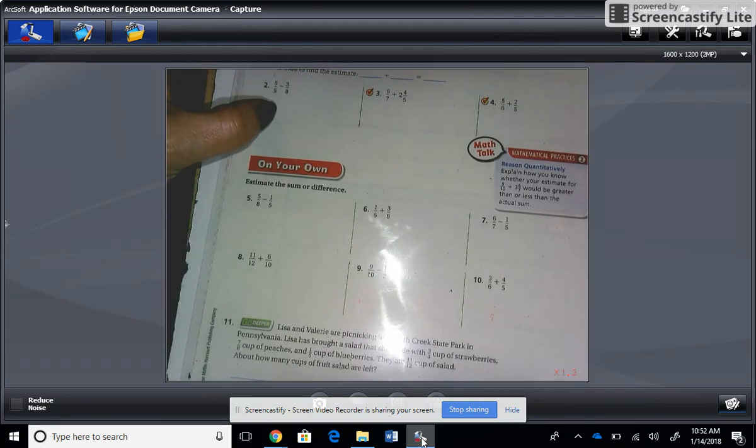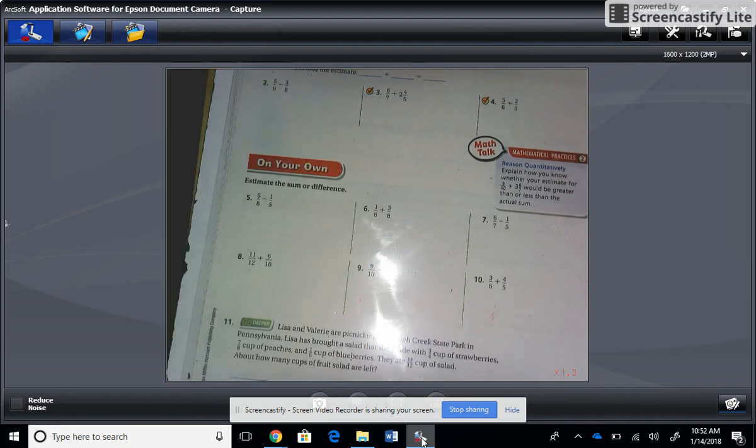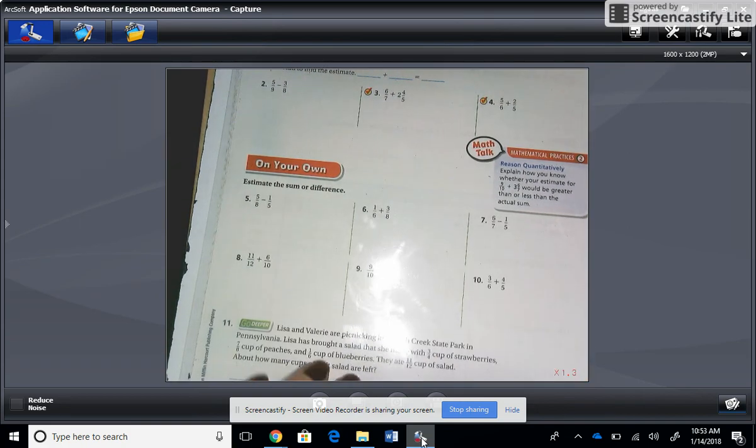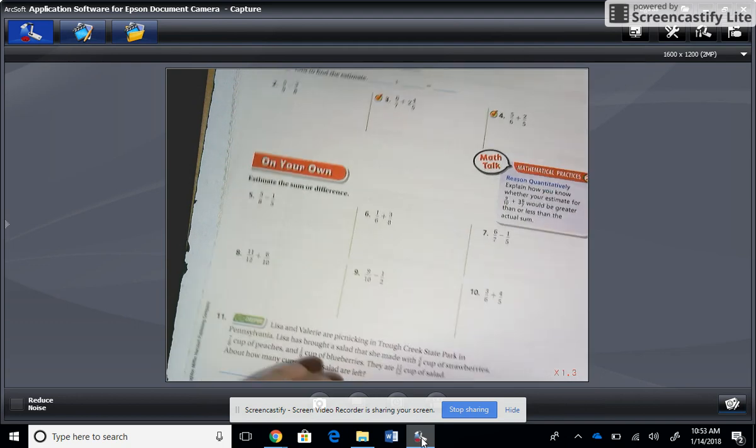So share and show what you know here. And yes, I would like you to do them all. It doesn't take us very long. I want us to get used to using our benchmarks and estimating so we can see if our answer is close.